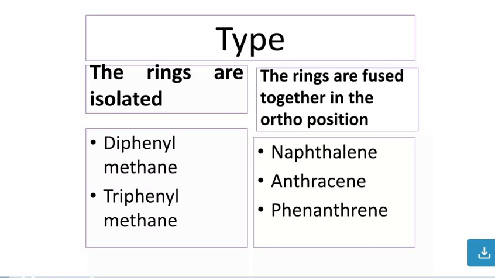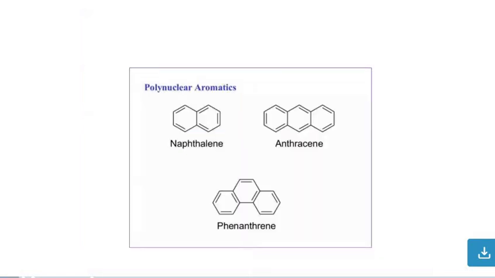The rings are isolated, and the rings are fused together in the ortho position. Examples of isolated system: diphenylmethane, triphenylmethane. And rings fused together in the ortho position. Examples are naphthalene, anthracene, and phenanthrene.